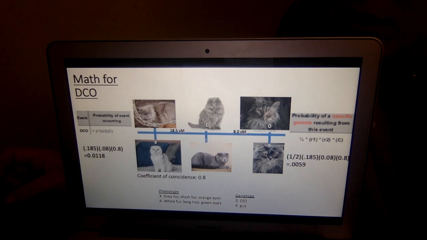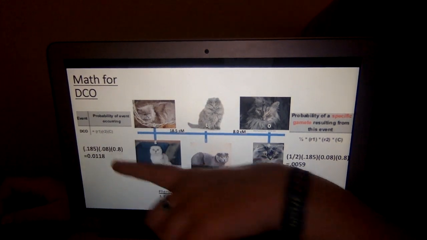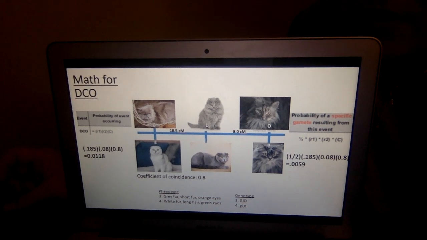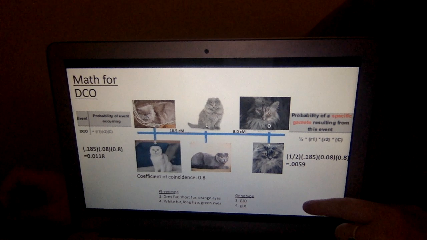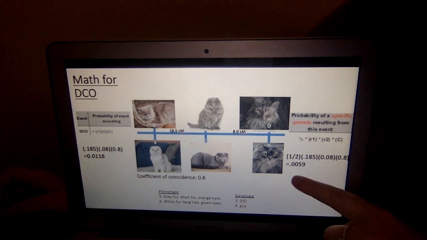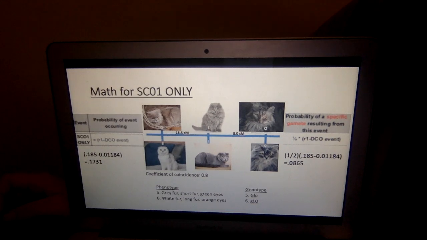So for our single crossover, this is the equation for that. And then for the specific gamete, it's the same thing, but just multiplying it by half. And so we can see that it is less likely for our double crossover to happen.